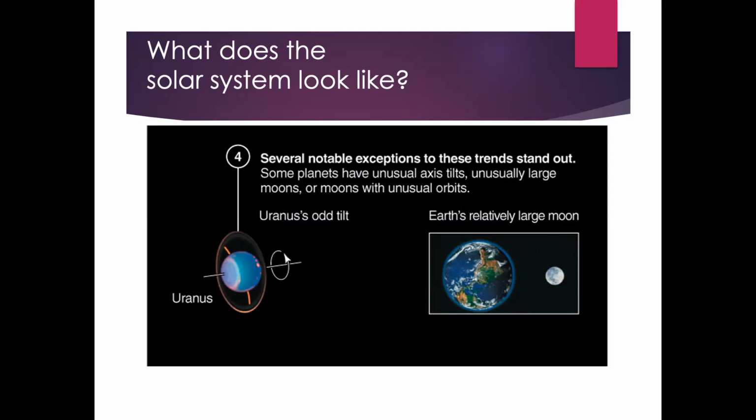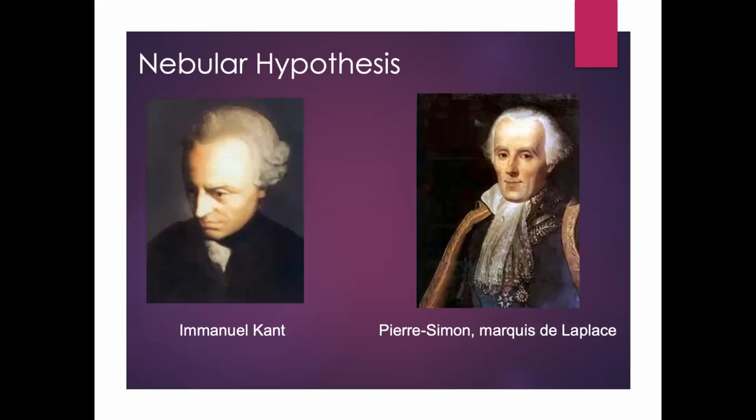And we talked about Uranus's odd tilt. We talked about how Earth has a relatively large moon by comparison to other planets that have moons. Sophia mentioned how Venus rotates in a direction opposite that of all the other planets in our solar system. So there are differences. And so what started out as a hypothesis eventually grew to become a theory.